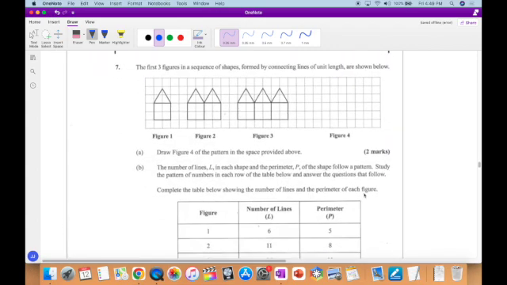The first three figures in a sequence of shapes formed by connecting lines of unit length are shown below. Figure 1, Figure 2, Figure 3. Draw Figure 4 of the pattern in the space provided. So we can see this base here is 2. And then, so obviously I'll have to get a 2, a 2, a 2. This is the same as Figure 3, and then add another 2 for Figure 4.